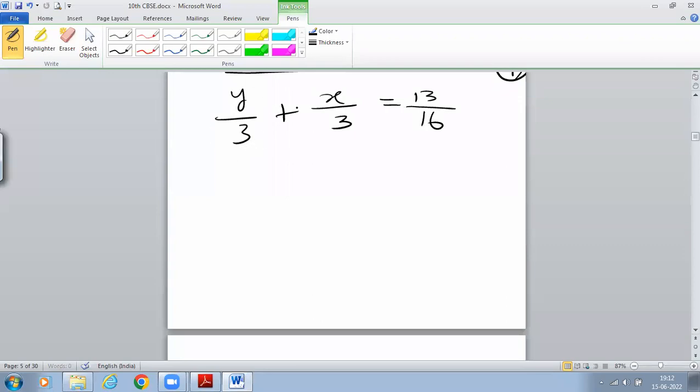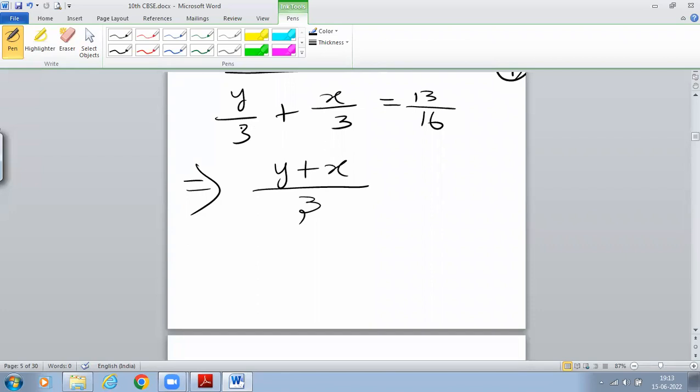Now see here. These two rational expressions have the same denominator, right? Yes, sir. If the denominators are the same, adding like fractions is easy. You can keep the same denominator and add y plus x in the numerator. If the denominators are different, we can multiply like this: 3 into y plus 3 into x, whole divided by 3 into 3, which is 9.